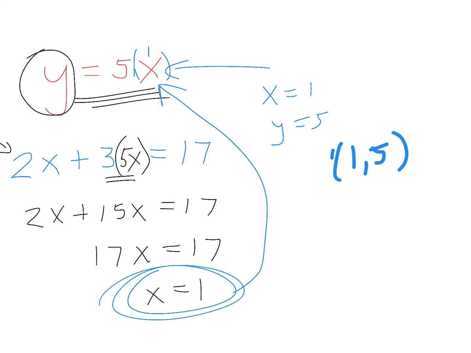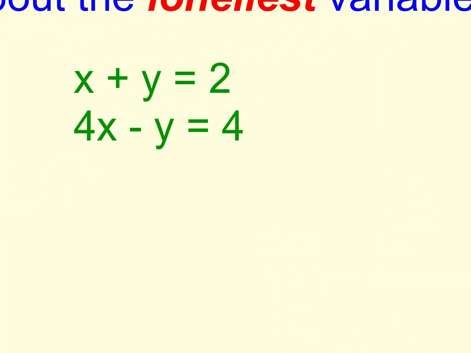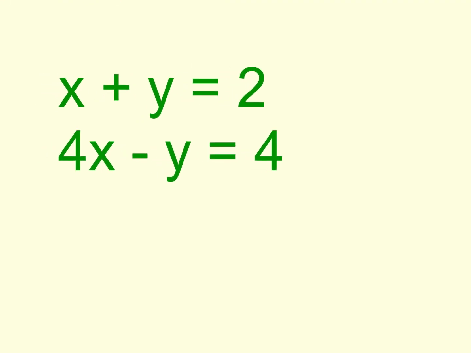All right, I think we're almost seriously ready to just give you some problems and say solve them. But I think we better do a little more work, because what if it's a harder one like this where there's nothing solved already? Like I don't know what x is and I don't know what y is. Well, the first thing you do is solve for one of the variables. I don't care. What's easiest? They call it the loneliest variable.